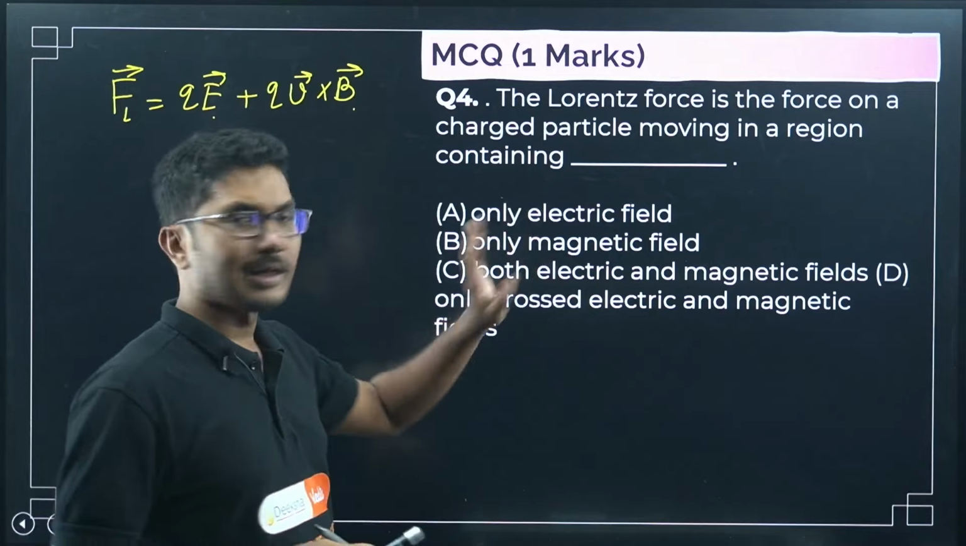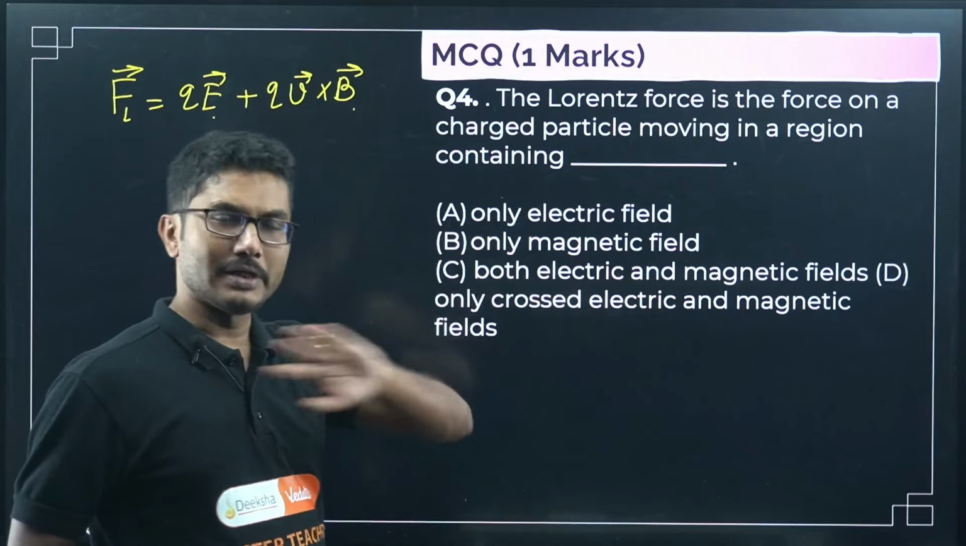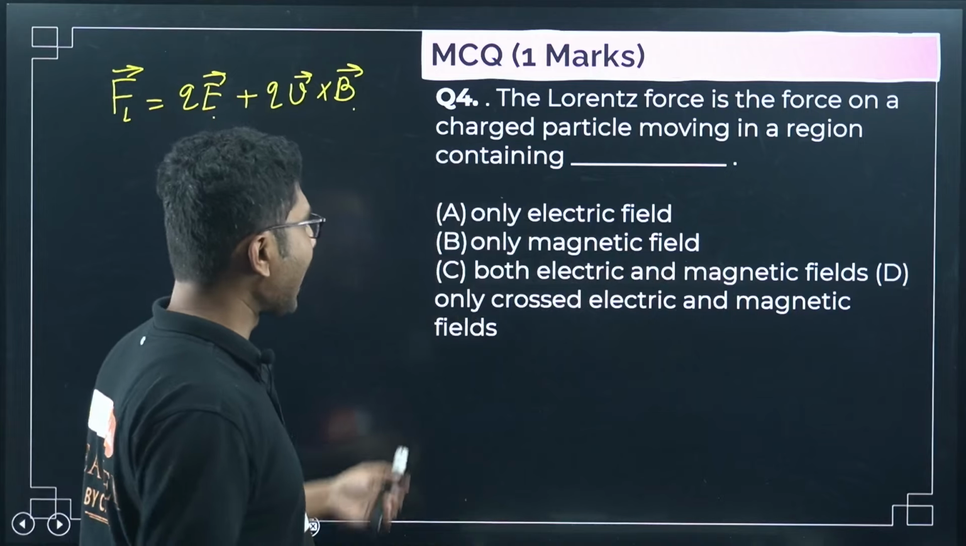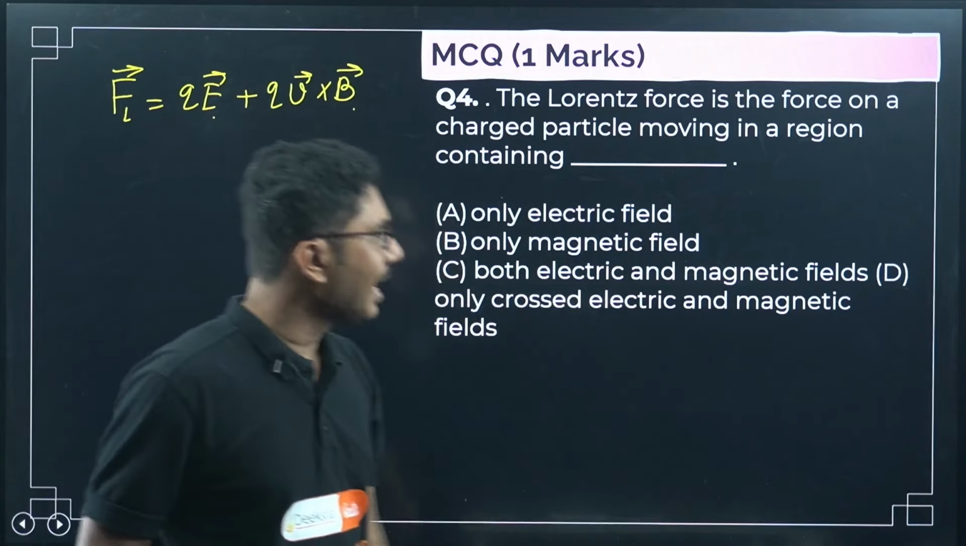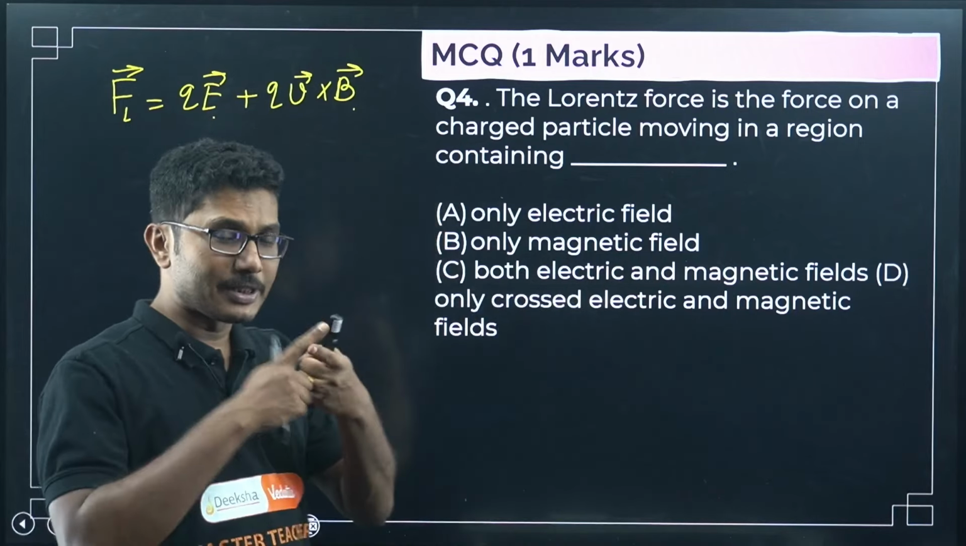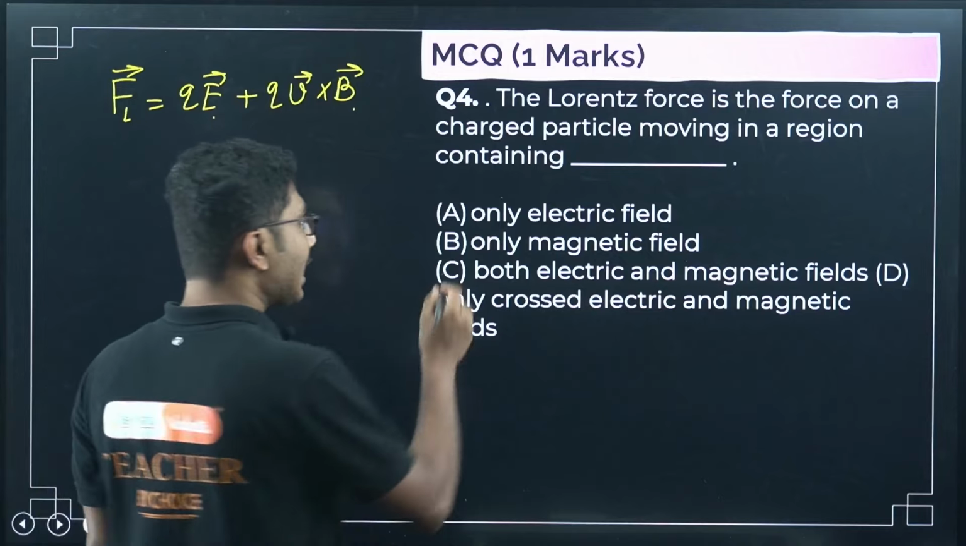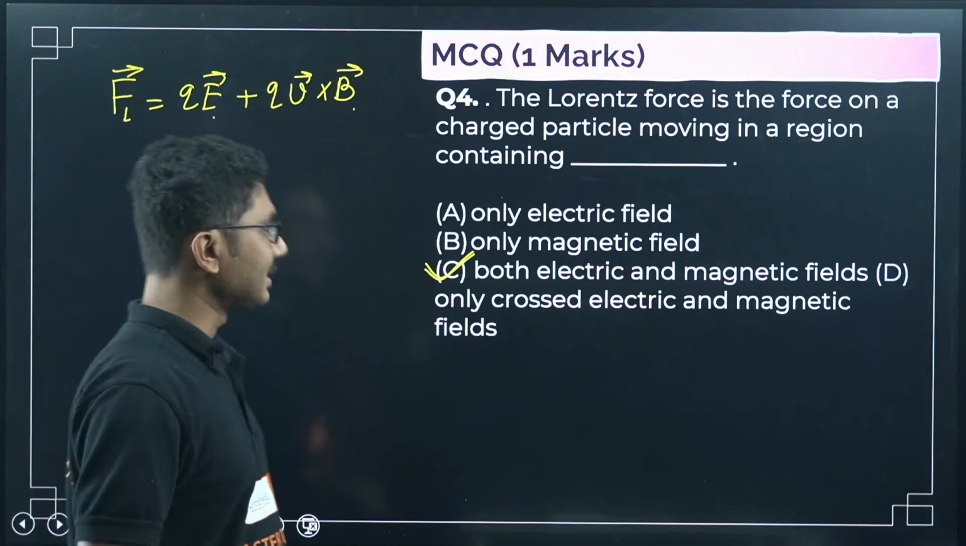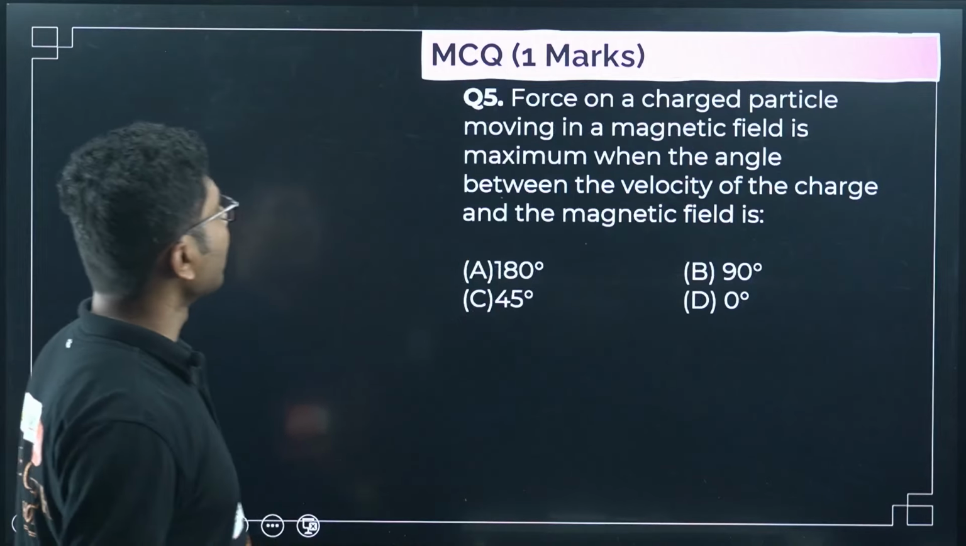So only electric field is not correct, only magnetic field is also not correct, both electric and magnetic field is correct. Okay, and D is only crossed. Electric and magnetic field crossed means they are perpendicular, which is not correct. At any angle it will be applicable. So the correct answer is option C in this case. Okay, now let's move on to the next question.